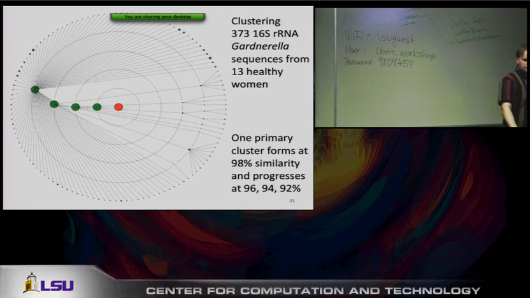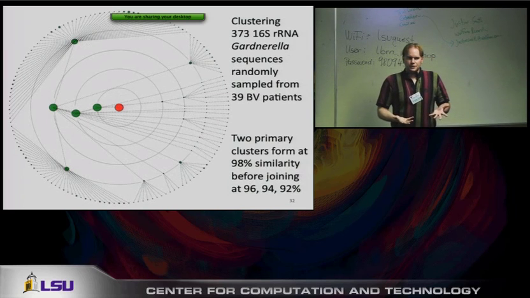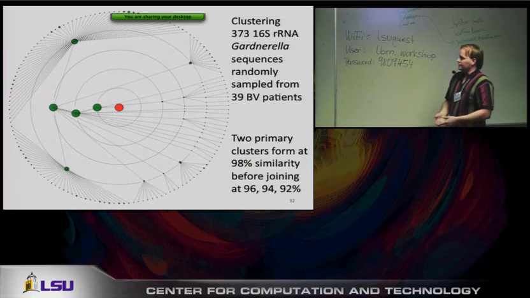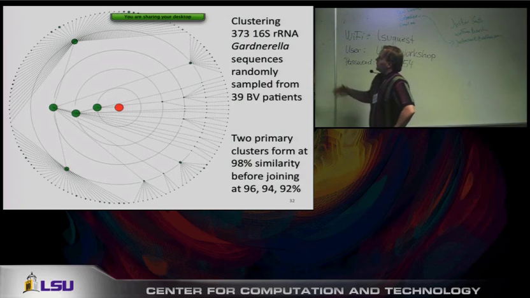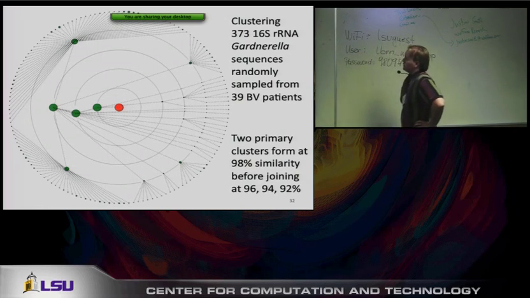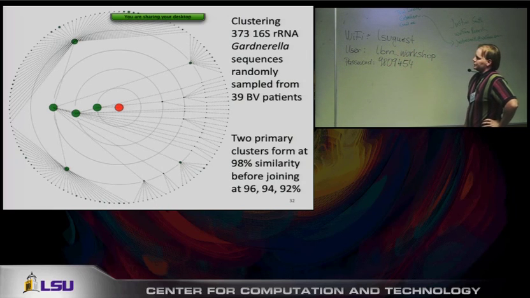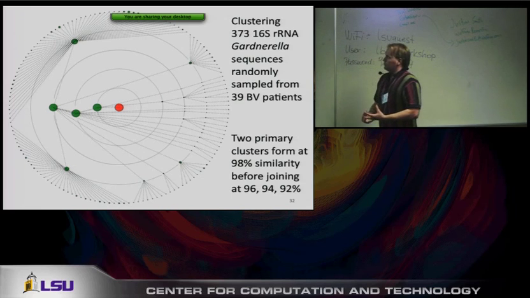So what happens when we look at diseased patients? Of course, we had more diseased patients enrolled in the study. When you do a study, you get people with a disease; it's harder to get normal patients. We had 39 BV patients, so we took a random sampling of 373 of those sequences and did the same clustering. We saw something far different. At 98% identity, we actually got two significant clusters, and then at 96%, they merged.